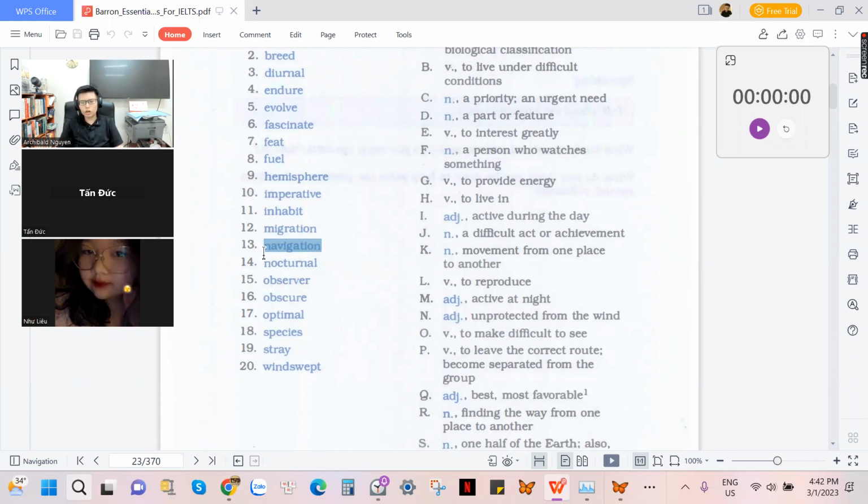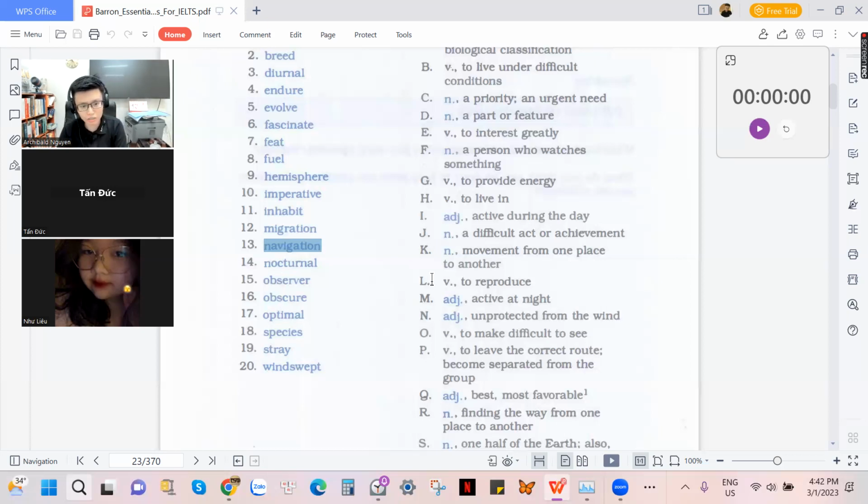Okay, let's move to the word navigation. Navigation is the word that we need to go through today with each other, or we could say that we need to look over the word navigation. When you say you look over something, that means you check on something, you review something. It means tham khảo.